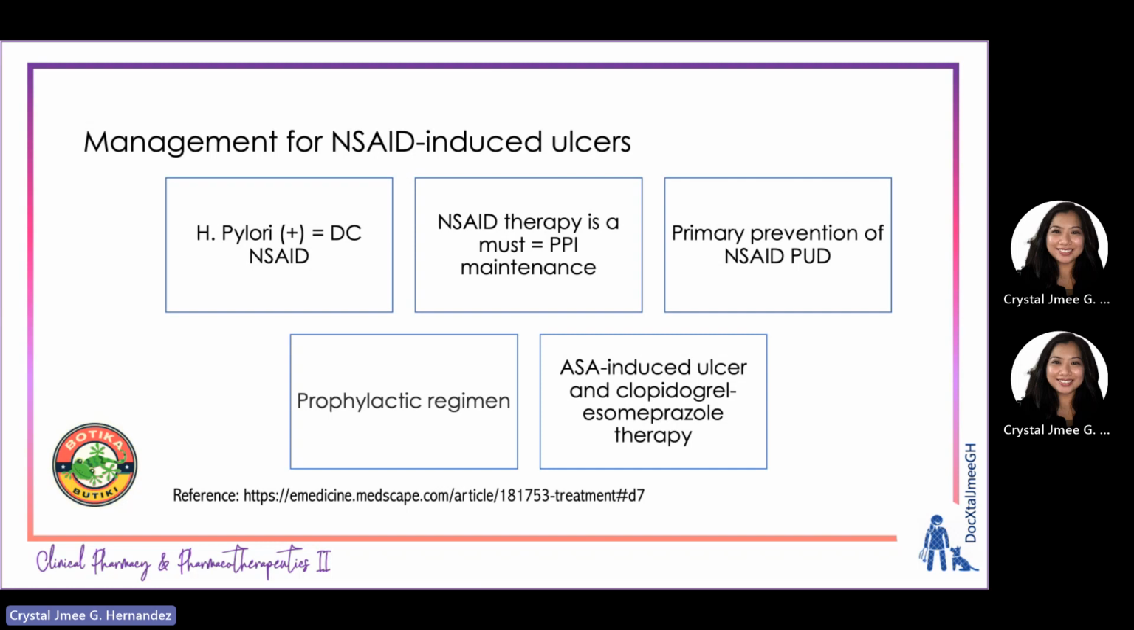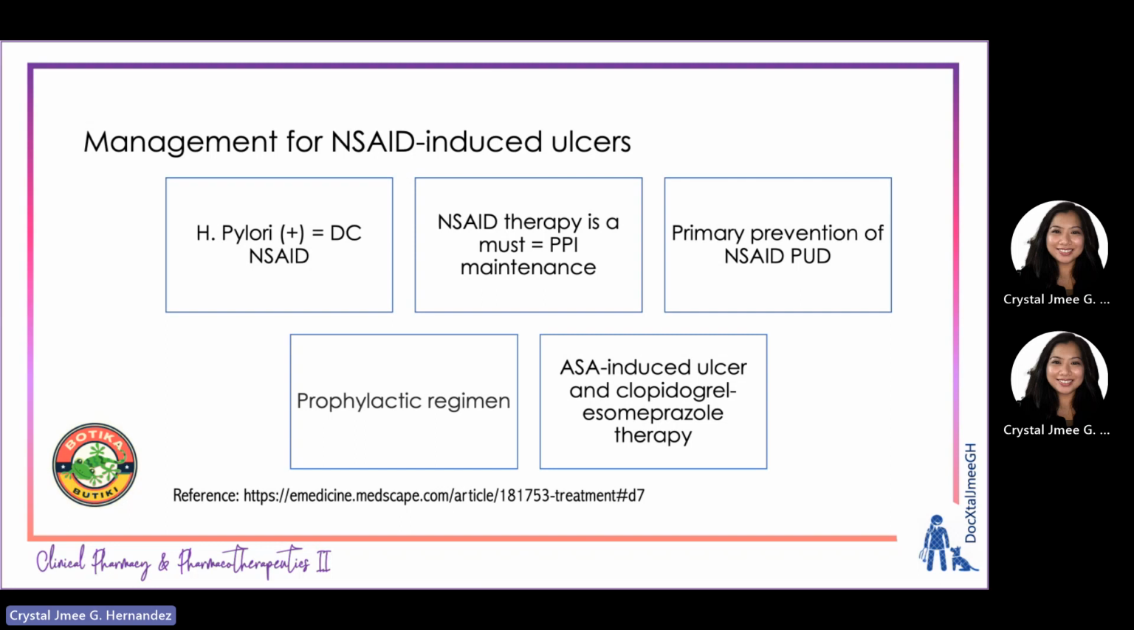And last but not the least, for ASA-induced ulcer, it was stated in a study in 2005 that aspirin-induced ulcer can preferably be combined with esomeprazole or Nexium so as to address the possibility of preventing recurrent gastric ulcer bleeding.